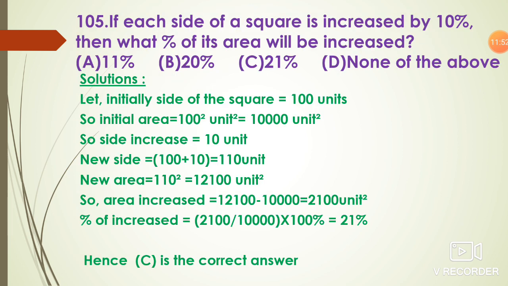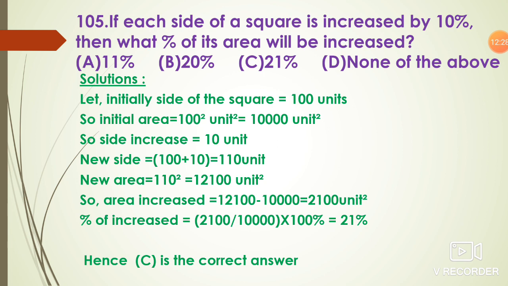Question number 105. If each side of the square is increased by 10%, then what will be the percentage of increase in area? So let the initial side of the square be 100. So initial area 100 square, because area of a square is side square, that means 10,000 unit square. Side increases 10%, so it will be 10 units, because we assume the initial side is 100. So new side will be 100 plus 10 equal to 110 units.